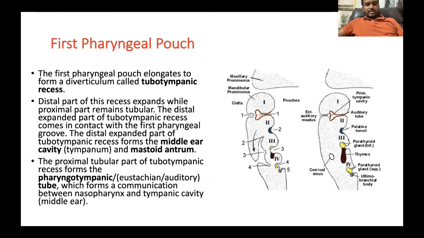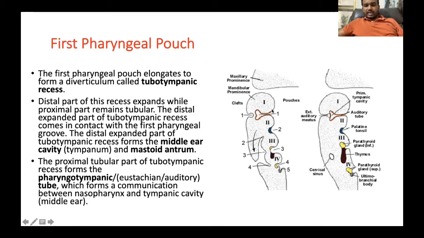The distal part of this recess expands while the proximal part remains tubular. If you see here, this is the distal part of the pouch, which is expanded, while the proximal part remains a tube. The distal expanded part of the tubotympanic recess comes in contact with the first pharyngeal cleft. Yes, this is the first pharyngeal cleft, or first pharyngeal groove. The outer ectodermal lining between the first arch and second arch is called the pharyngeal groove or pharyngeal cleft.